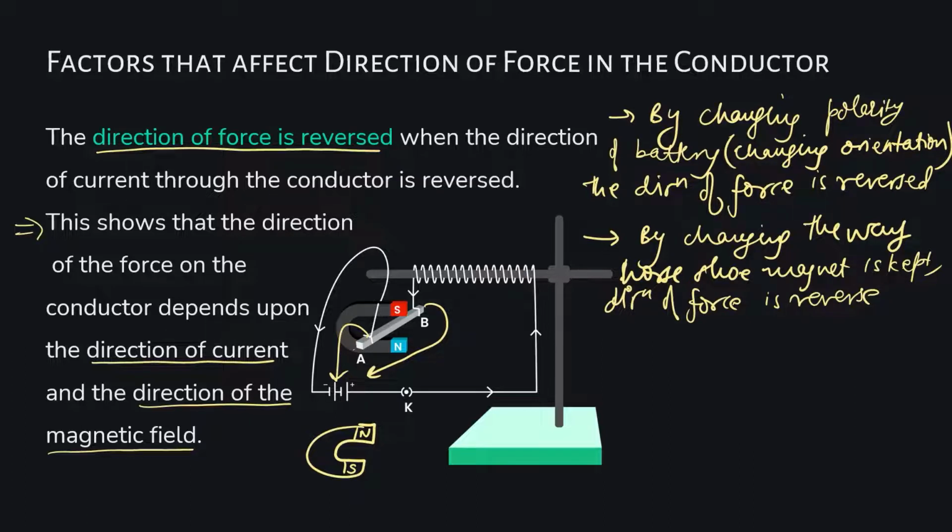That means it was going left in one case and the rod goes to the right after it is reversed. So that is what this means, that the direction of current and the direction of magnetic field are the two factors that the direction of force depends on. Okay, great. Now keeping all this in mind, let's move on and see.